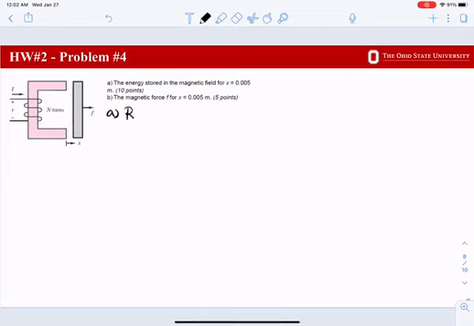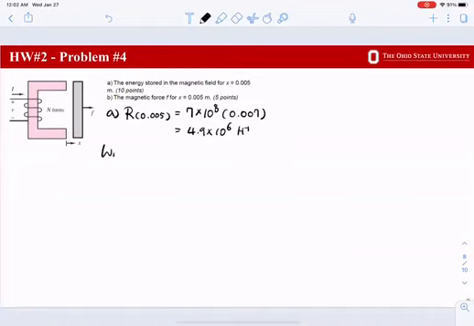So the reluctance at x = 0.005 is equal to 7 times 10 to the 8 times 0.007, right? That is 4.9 times 10 to the 6 1 over Henry. So the energy stored in the magnetic field is equal to one half inductance times I squared, right?